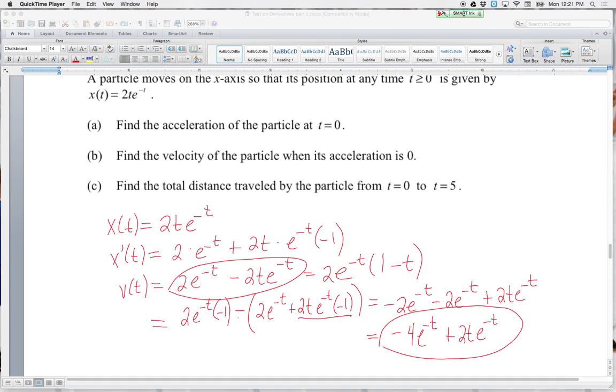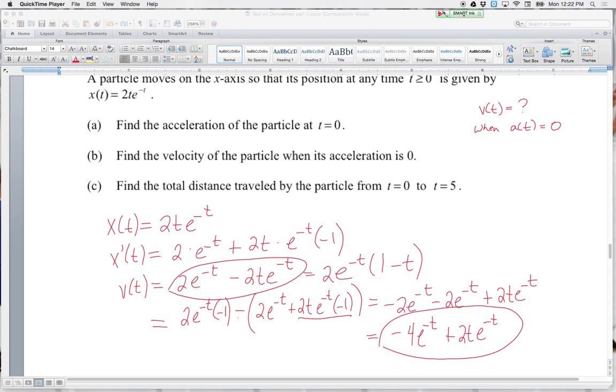All right, part B, I think, is really cool. Part B says find, you got to know what the question's asking. It says just find the velocity of the particle. So here's what you're asking. Read the question, problem solve. What am I trying to find? I want the velocity when acceleration equals 0. So I need to take the acceleration equation.